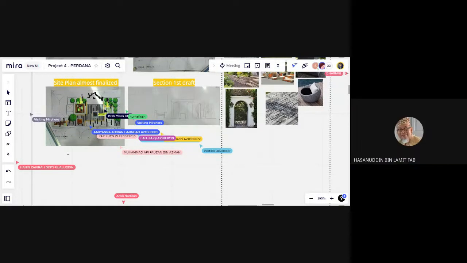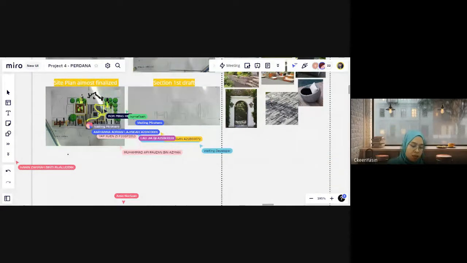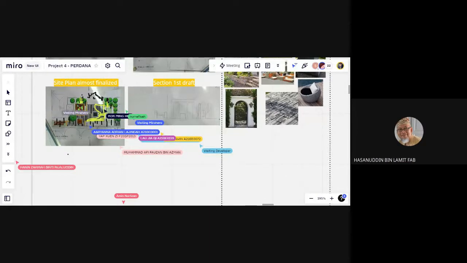Alright. Then I think maybe my suggestion of having that curve tu tak payah lah. Tak payah. You just connect saja. You just connect all the area. Yes. Alright. So don't bother with this idea. Okay.